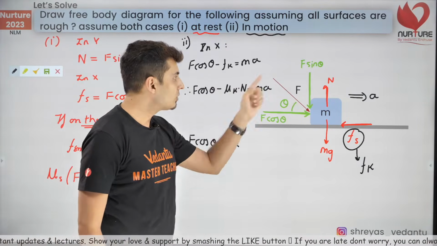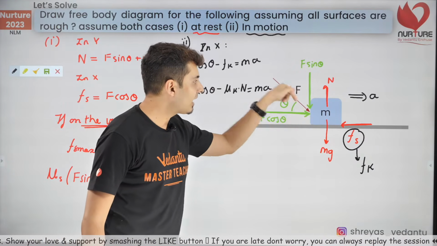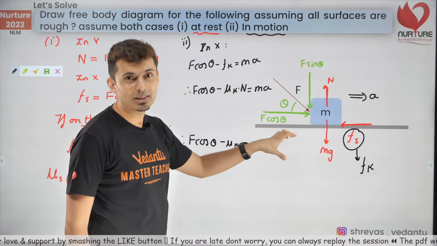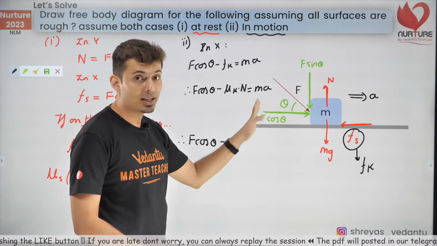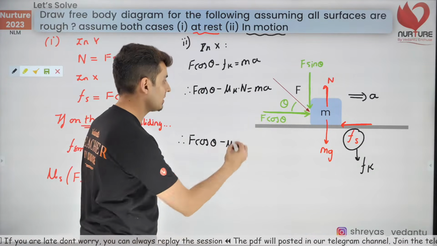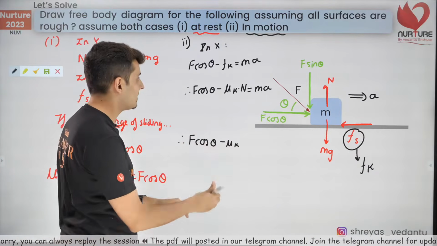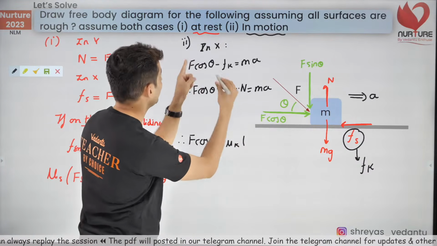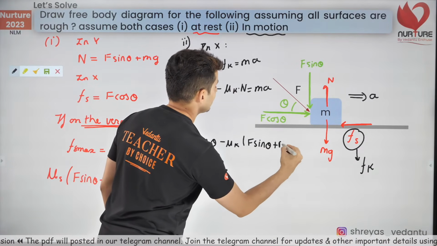A lot of people think normal is mg. Nah, it depends, guys. This force is at an angle. There is a component of the force in the vertical direction. Normal is not mg every time, and F friction is not mu mg every time. Wrong. That's a wrong concept. So if somebody has taught you friction is mu mg, wrong. Please understand that. It will be mu k into normal.